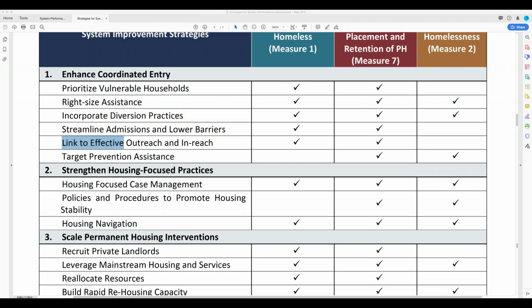It could be that there's an opportunity to in-reach, or have someone who's actually providing engagement services with clients who are in our shelters or in various sheltered locations that our CoC offers. But there's not opportunity for them to do that.